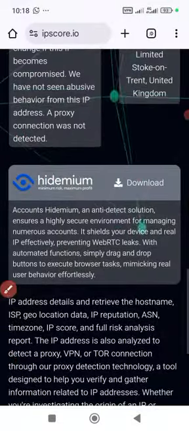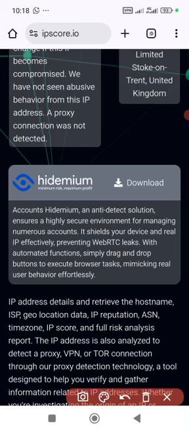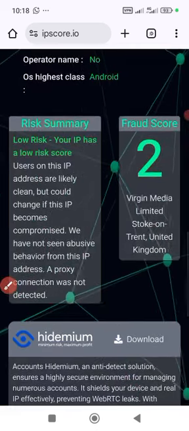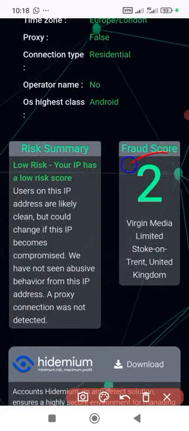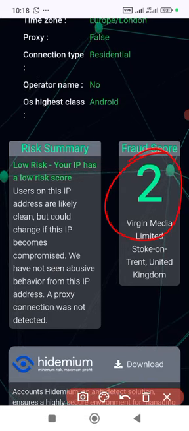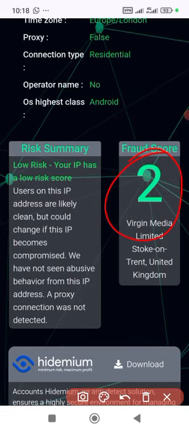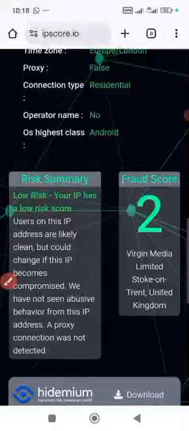Let's check the fraud score. The fraud score is 2, sorry, rather. The fraud score is 2, which means that it is very good and it is very fair to use.